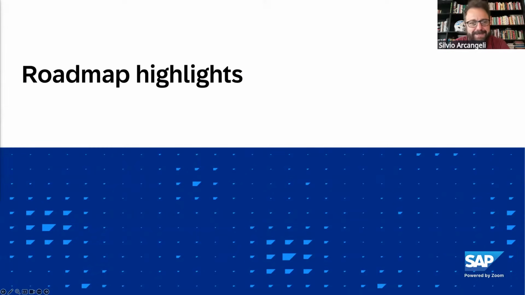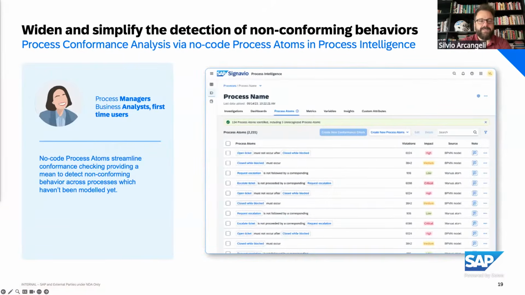Some highlights besides the unification highlight, which I already shared. First of all, and again, this is a small teaser of something which will be explained in much more detail and breadth next week at the summit in The Hague. We are going to deliver a new approach to process conformance based on process atoms.